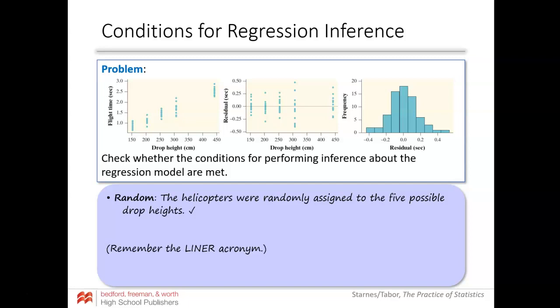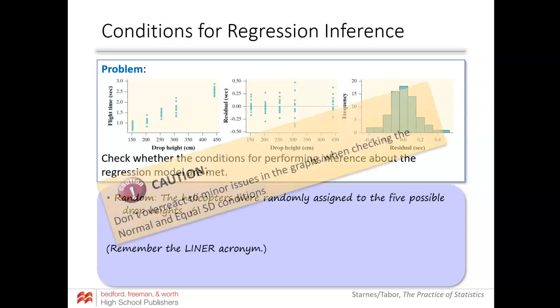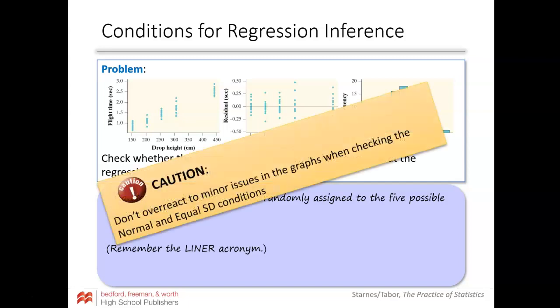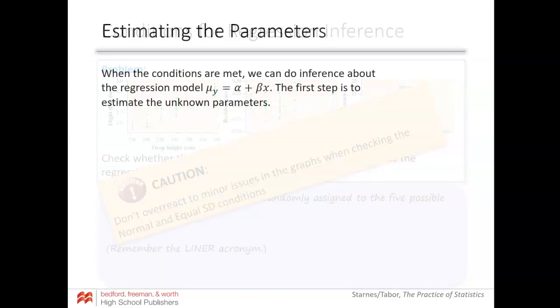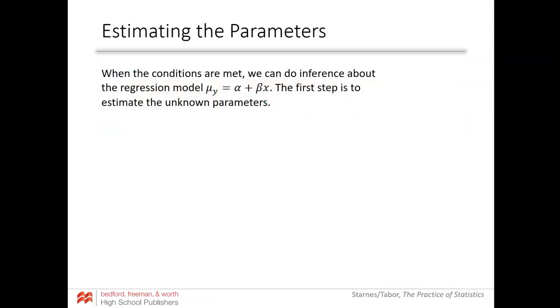So we checked LINER: check, check, check, check, check. Moving on. And then warning, don't overreact to minor issues. So like that drop height of 300, some kids are going to say, oh, I can't move on. That's not the point of these questions. So you want to be able to move on. Even if it's slightly weird, you can mention it, but just say, let's move on.